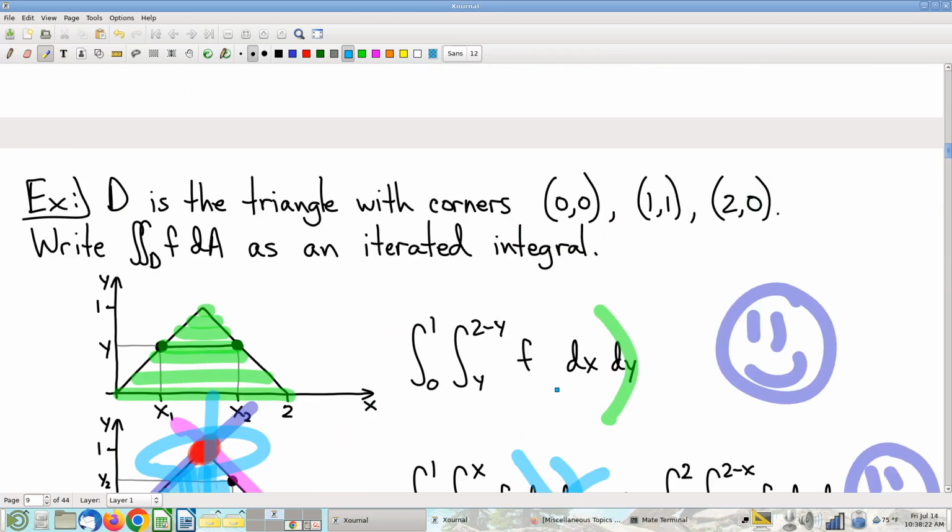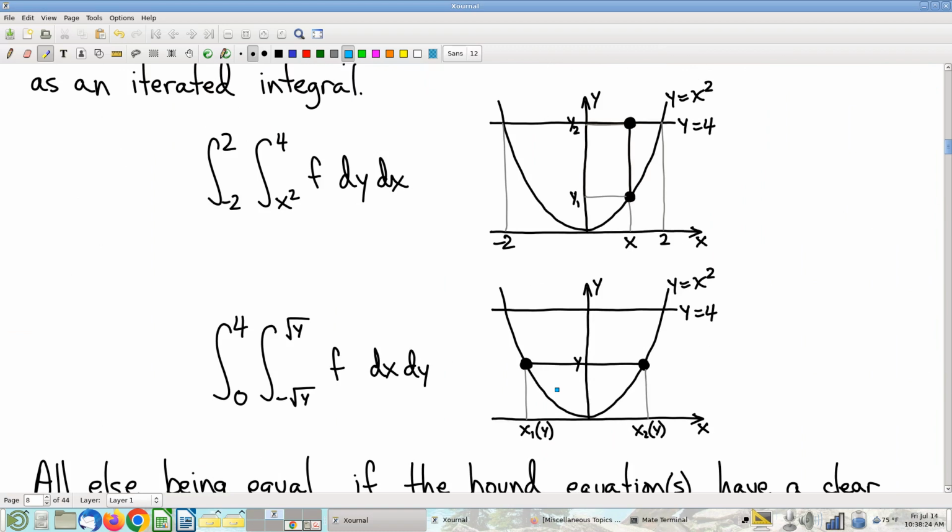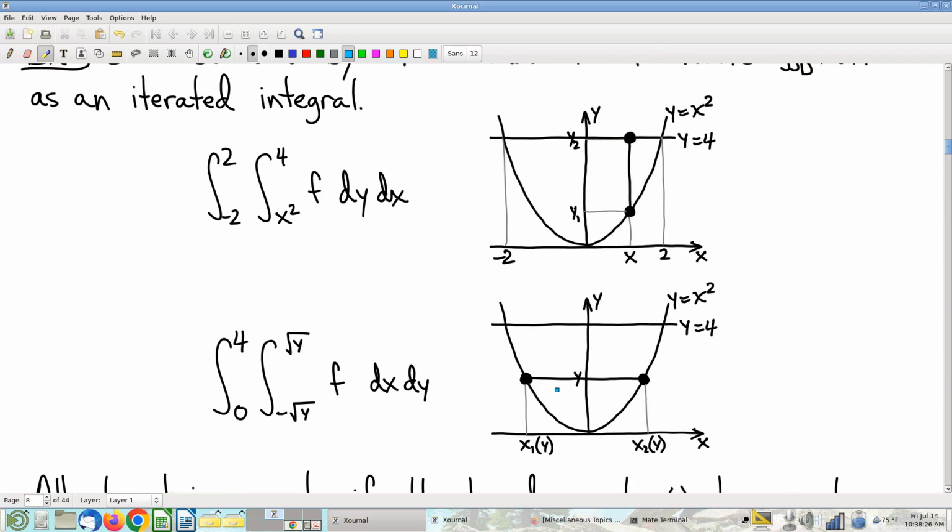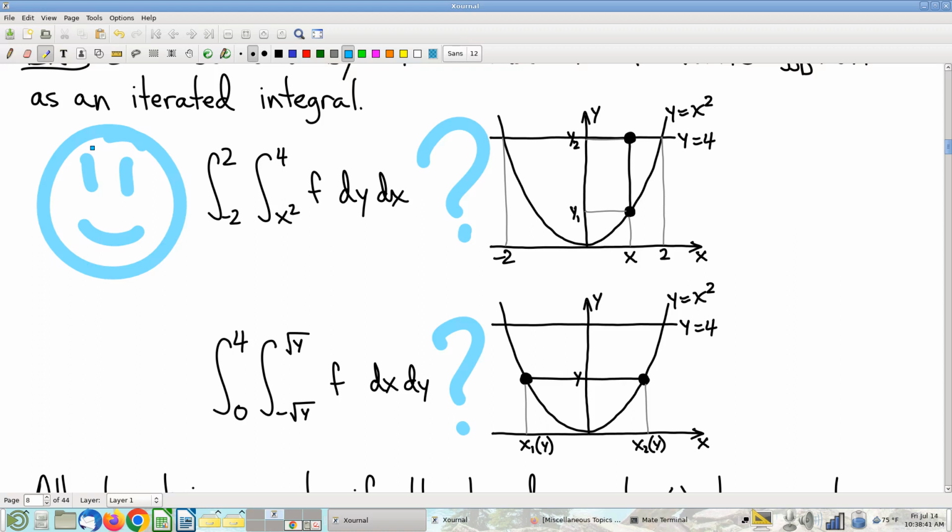Okay. Let me go back. There was a lesson on this one as well. I was in a hurry, so I kind of glossed over it. Which of these do we like better? I have a preference. Myself, I like this one. I don't like this one because I don't like square roots.